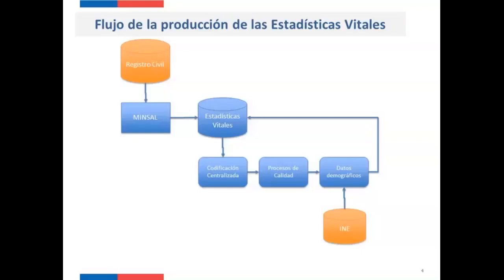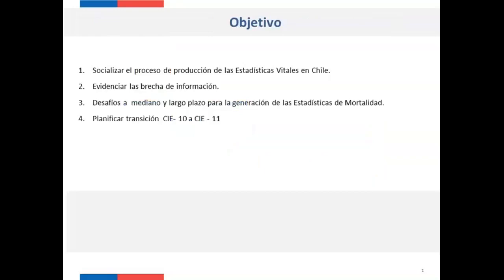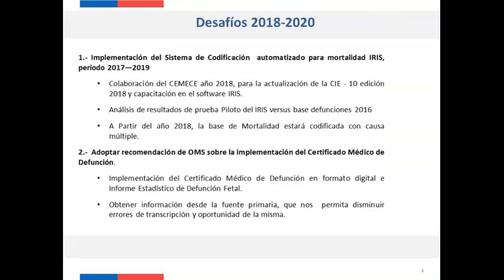And this is a really brief overview concerning the challenges we have between 2018 and 2020. On one hand, we have the implementation of an automated coding system for IRIS, for mortality IRIS, between 2017 and 2019, and we have to thank the CMC Center for their collaboration because they were really helpful. Actually, they visited us last year doing some coding for us, a course for updating our ICD-10 2018 edition, and on the other hand, we were also subject to training on the IRIS software.